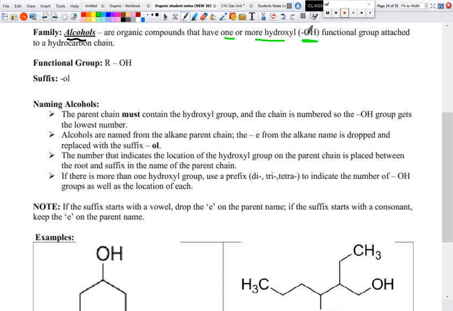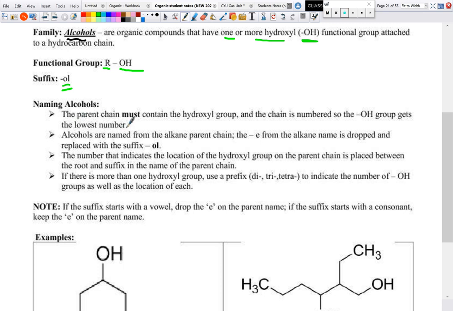So hydroxyl is the covalently bonded OH, so it's not hydroxide. So normally what we see right here is a hydrocarbon chain, and we're going to see the hydroxyl group at the end, and we're going to realize that we're dealing with alcohols because the suffix or the ending, we're going to see OL. Now for naming our alcohols, they're basically treated almost the exact same as alkenes and alkynes.